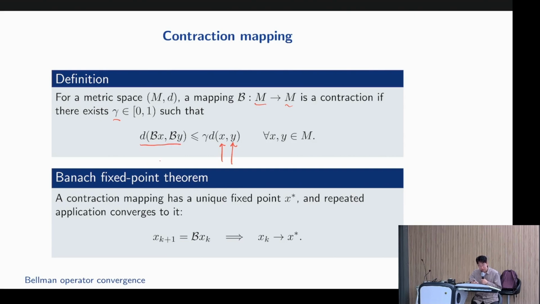is smaller after you apply the operator or the mapping B to x and y. So again, if you apply this mapping, if the distance between any pair of points x and y gets smaller, then this operator is called a contraction mapping. Why smaller? Because we define gamma to be less than 1. So take any pair of points x and y in the metric space. If the distance between them shrinks after you apply the mapping to x and y, then this mapping is called a contraction mapping.